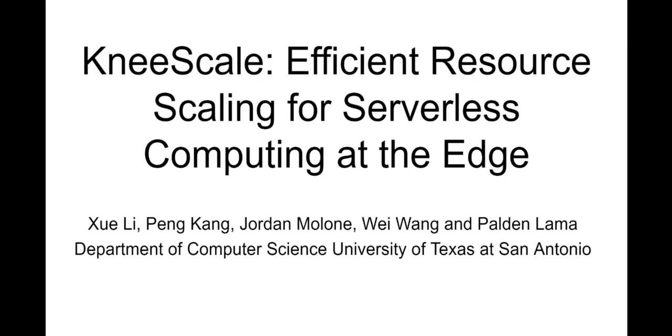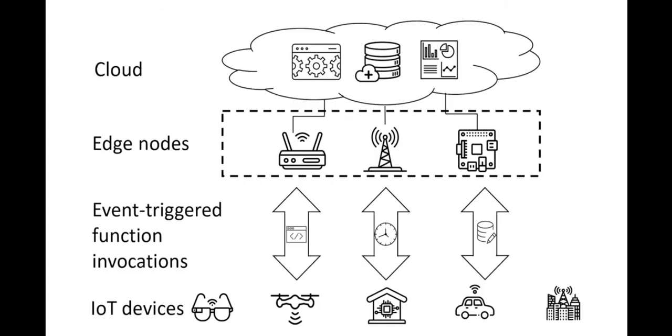Today I will present KneeScale, efficient resource scaling for serverless computing at the edge. Serverless computing is a promising paradigm for delivering services to Internet of Things applications at the edge of the network. Its event-triggered computation, as well as fine-grained and agile resource scaling, is well suited for a resource-constrained edge computing environment. The workflow of running serverless functions on edge nodes was illustrated here.